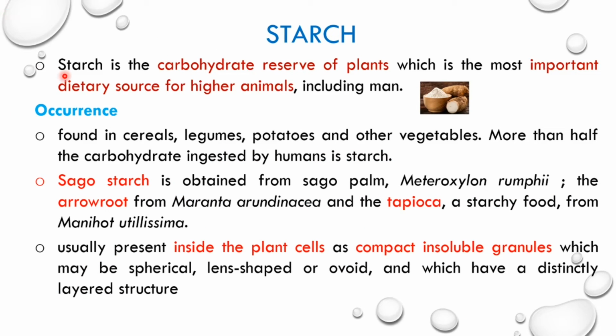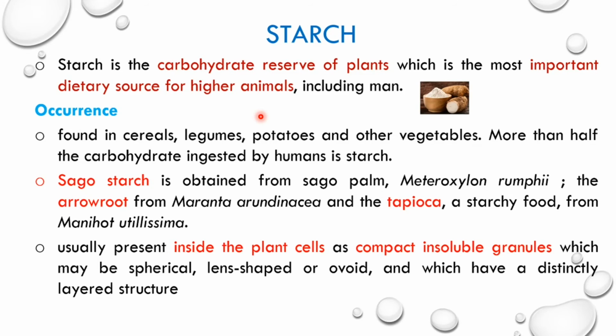So let us discuss the first important homopolysaccharide, starch. Starch is the carbohydrate reserve of plants, and it is the most important dietary source for higher animals including man. As for occurrence, as you all know, it is found in cereals, legumes, potatoes and other vegetables. Here, other different sources of starch are mentioned. It is usually present inside plant cells as compact insoluble granules, spherical, lens-shaped or ovoid-shaped.